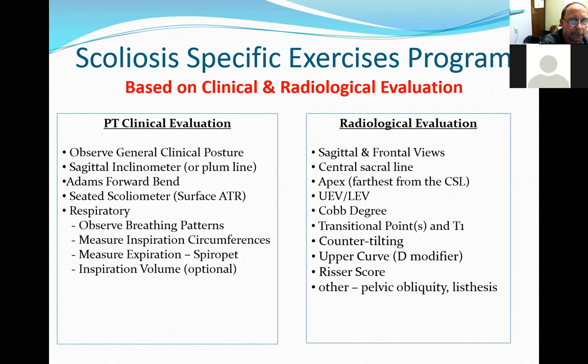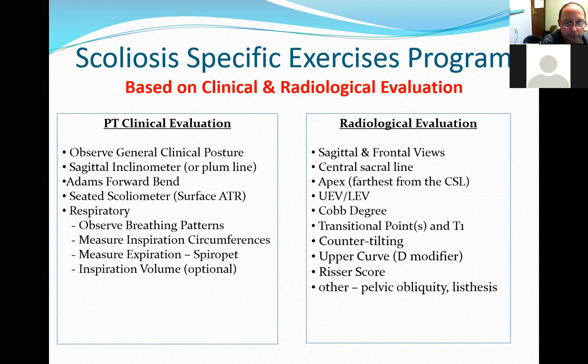I look at the central sacral line, comparing that central sacral line on the x-ray to the one that I typically do clinically. I look to identify where the apex levels are, the upper end vertebrae and lower end vertebrae. I define the Cobb degree. Typically, I find that most of the time we're very, very close to each other in our measurements. I don't think I've had any measurement that was really off.